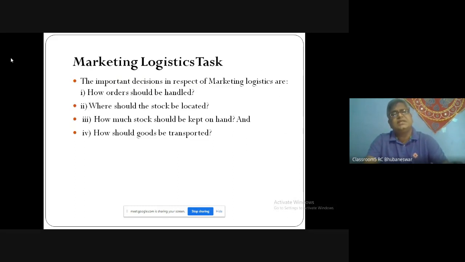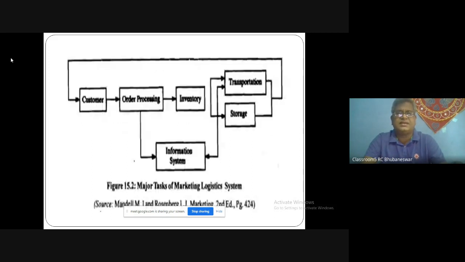My dear student, certainly there are marketing logistics tasks. What are the tasks? Here, tasks mean how much order should be handled, where the stock should be located, how much should be kept on hand, and how the goods are to be transported. So these are overall the concept of marketing logistics. It means the goods are manufactured and reach the customer's house. In between, there are some issues which you can address, and important decisions are to be taken under the marketing logistics strategies.